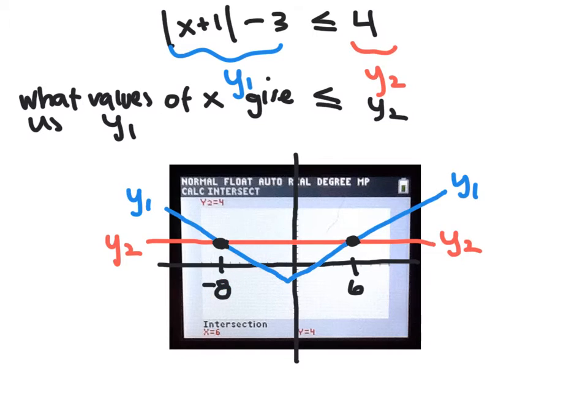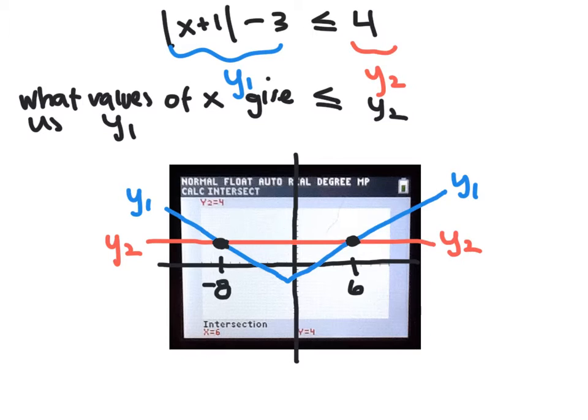So I'm going to start off by reading my graph from left to right and just try to determine. Notice that these boundary points break up the graph into 3 sections: the interval from negative infinity to negative 8, the interval from negative 8 to positive 6, and the interval from positive 6 to infinity. So we want to find which of these intervals give us a y1 below y2. And notice that because we are labeling our graphs on each side, we have some nice color coding going on here as well. We can actually determine this a little bit nicer.